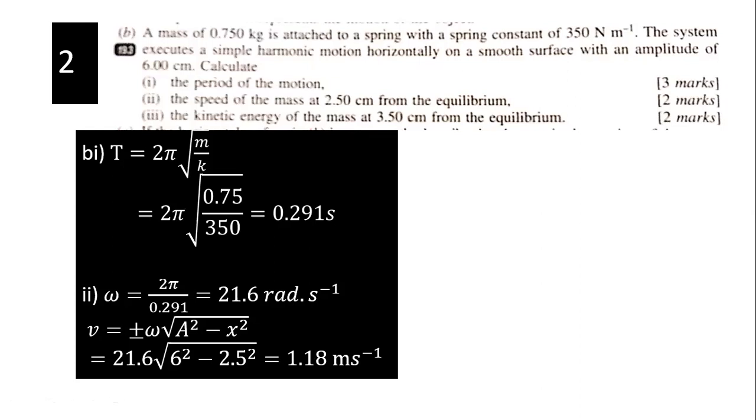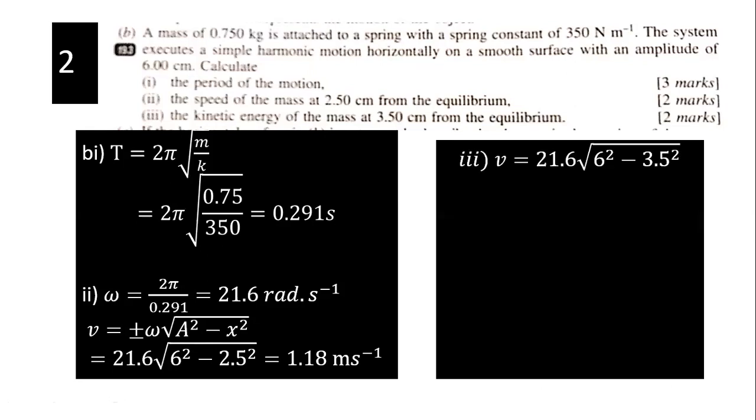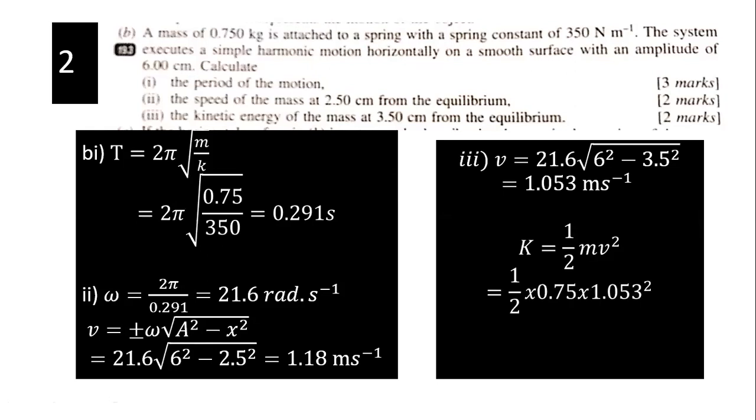Kinetic energy of the mass at 3.5 cm from the equilibrium. It makes life too difficult for you. You have to calculate again, no? 1 over dx squared. Calculate velocity again, and then half m v squared. Half m v squared. 0.5, and there's your v squared, in joule.